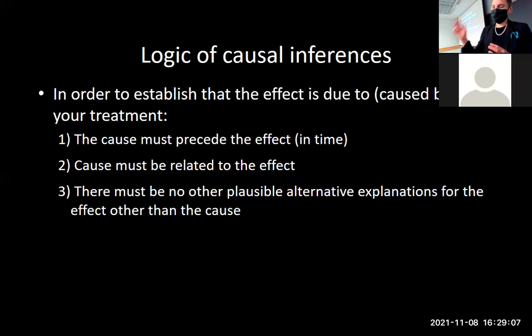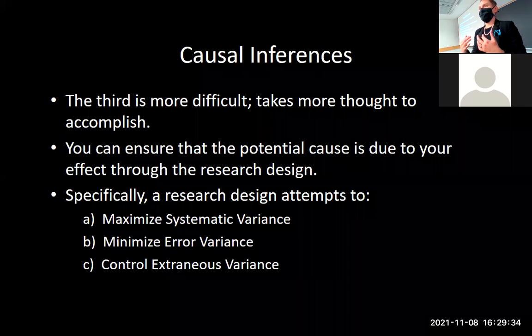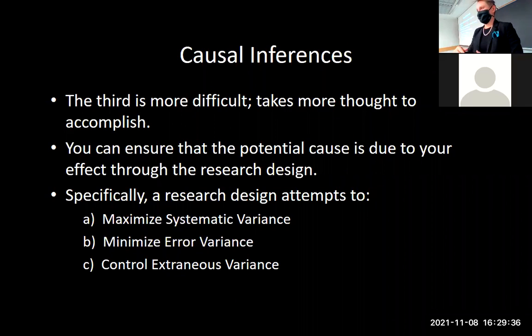And so in the next couple of slides, I'm going to walk through examples of how that plays out when we're designing studies and looking at results of studies. So the first two are a little bit easier, but the third one is more difficult because you have to think about it quite a lot because it comes up in lots of different ways. So you can ensure that the effect is due to your cause through your research design process.